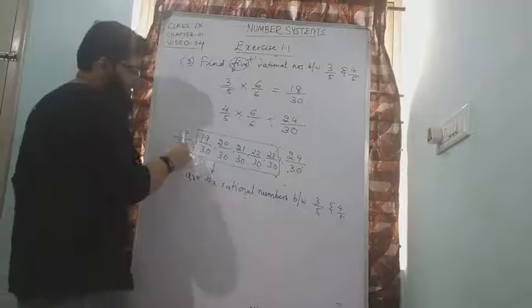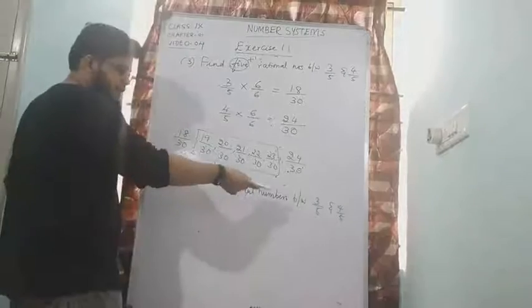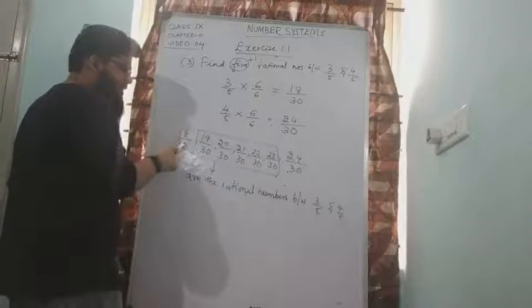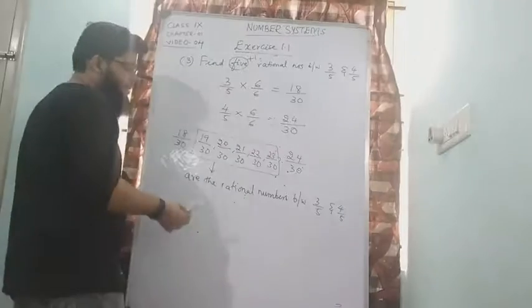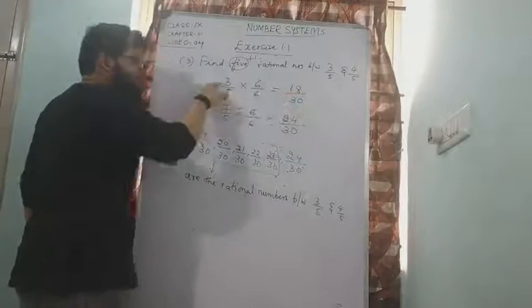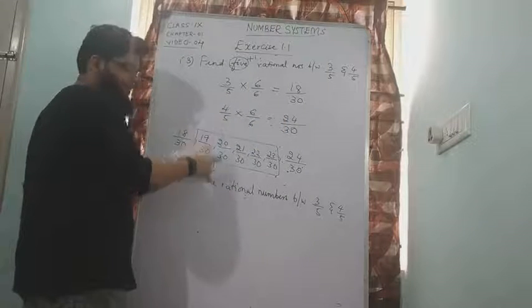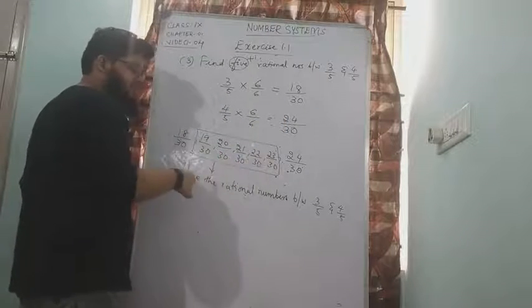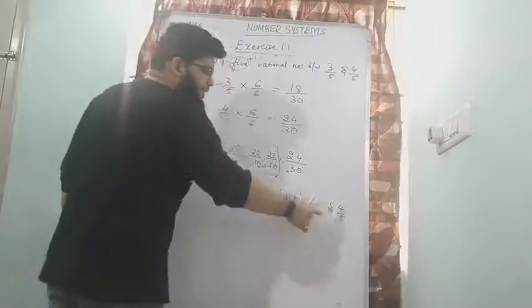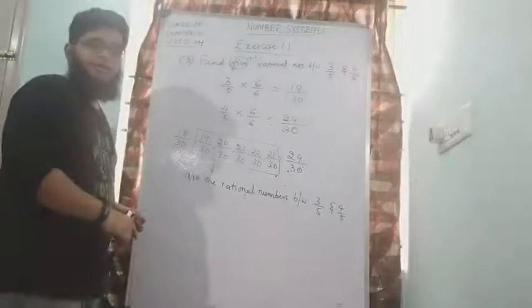But you may say, where is 3 by 5 and 4 by 5? Instead of 3 by 5 and 4 by 5, we have 18 by 30 and 24 by 30. But this 18 by 30 we have got from 3 by 5 only, and 24 by 30 we have got from 4 by 5. That's why these are the 5 rational numbers between 3 by 5 and 4 by 5. I hope you have understood this.